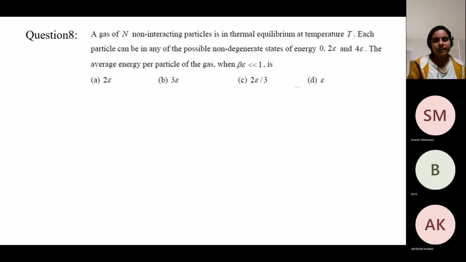So you find Z. Now what is the probability of being in the first state? So P of 0. What would be P of 0? Anybody? I actually don't know your name. Anushka. Oh, hi. Okay, so Anushka, do you have any idea?